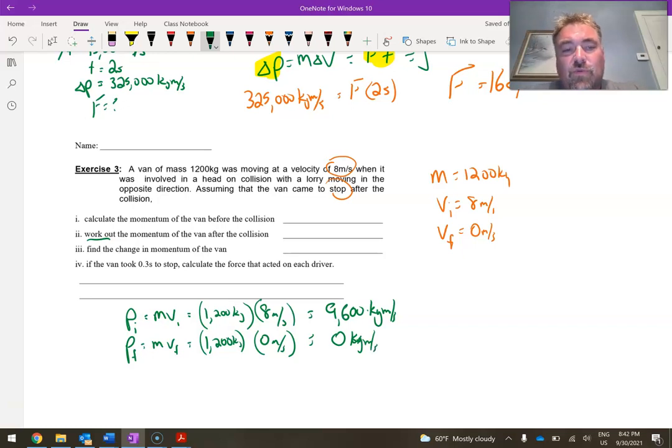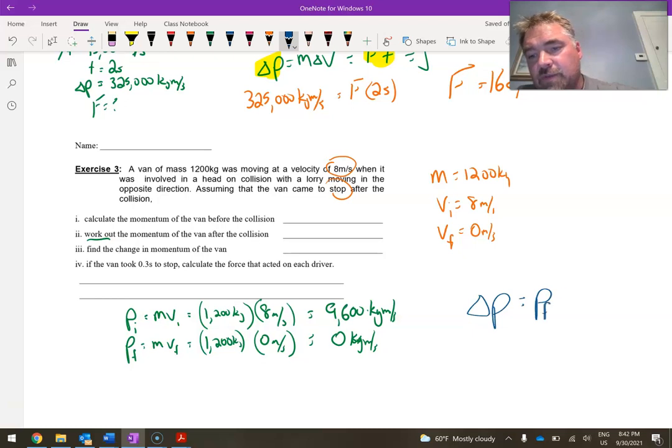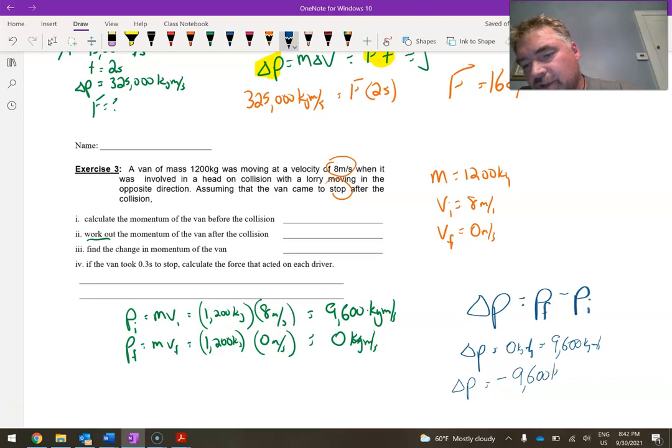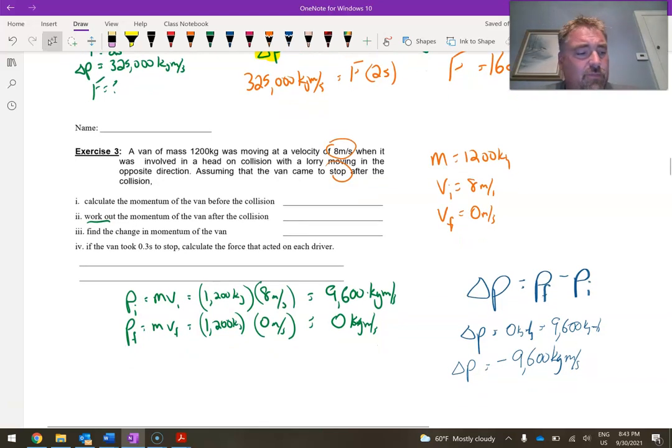Now they want us to find the change in momentum of the van. Remember, change in anything is the final minus the initial, so in this case, change in momentum is the final momentum minus the initial momentum. My change in momentum is 0 kilogram meters per second minus 9,600 kilogram meters per second. So we actually have a change in momentum of negative 9,600 kilogram meters per second, which makes sense. That's how much momentum it's losing.